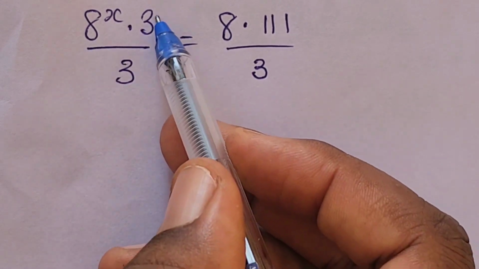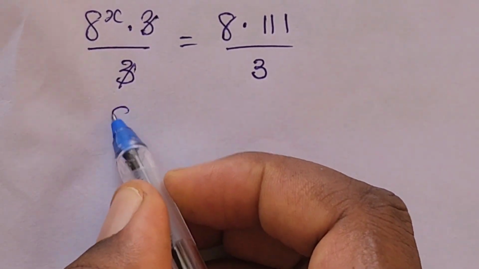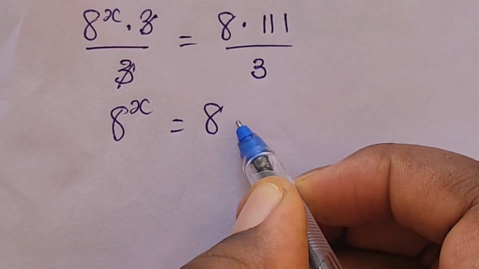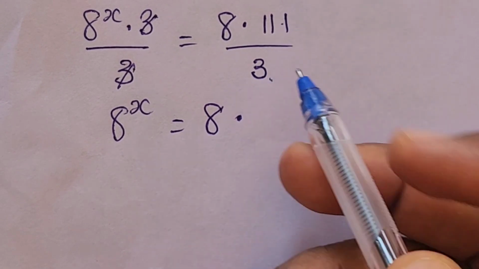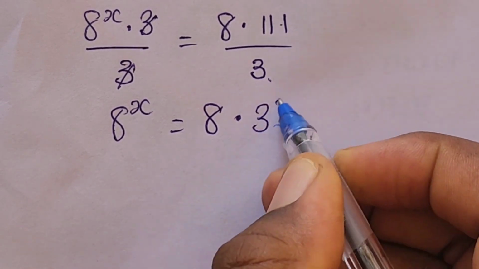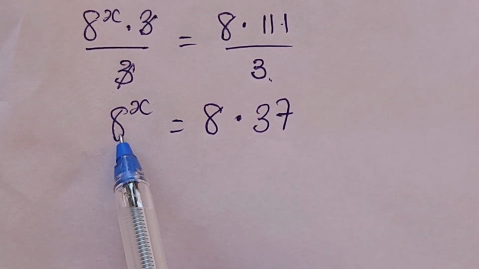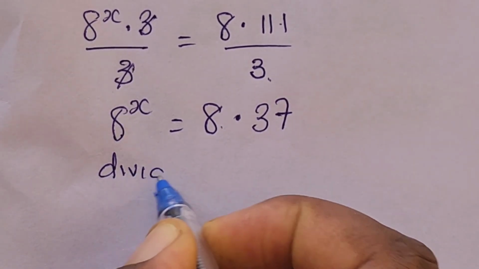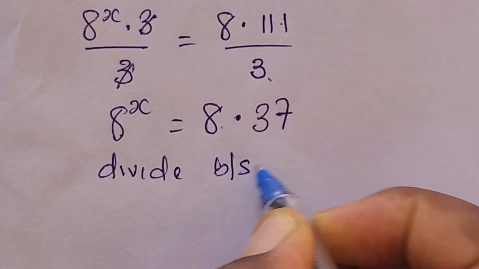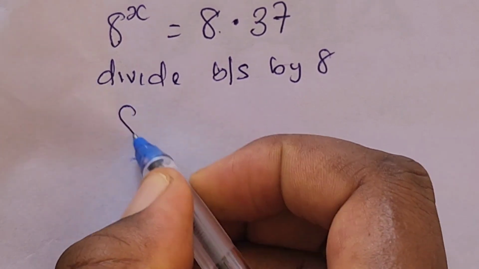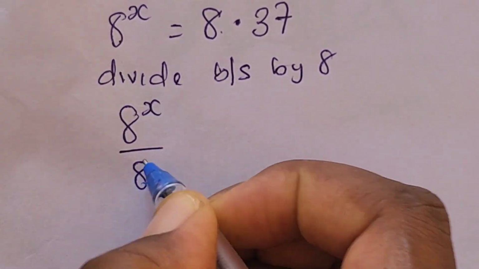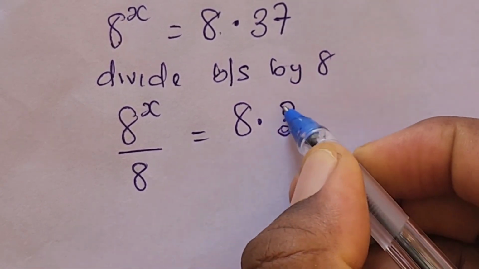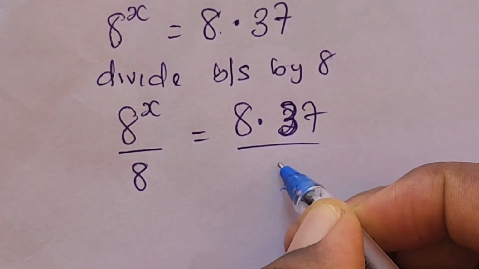So from here, this cancels out this. We have 8 to the power of x is equal to 8 times 111 divided by 3, we have 37. Since we have 8 to be common here, let's divide both sides by 8. We have 8 to the power of x over 8 is equal to 8 times 37 divided by 8.